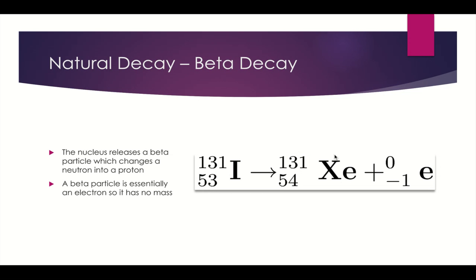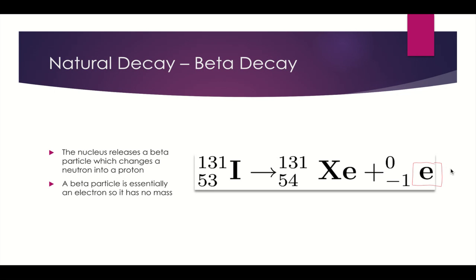Beta decay, okay? In beta decay, the nucleus releases a beta particle, which changes a neutron into a proton. So when this beta particle comes out, a neutron will change into a proton. A beta particle is essentially an electron. That's why here you see it represented with an E.